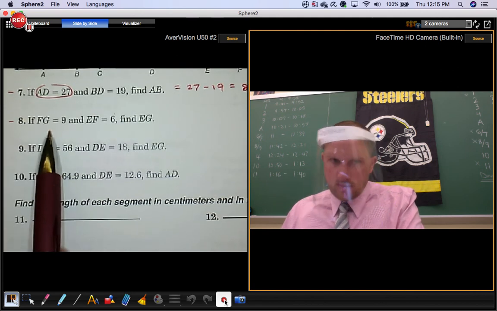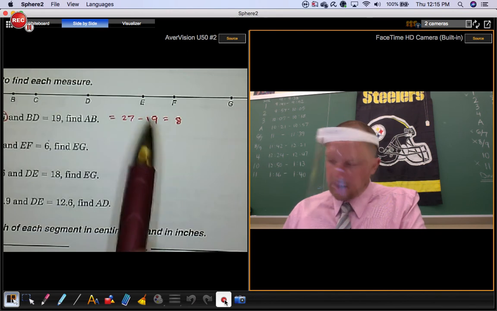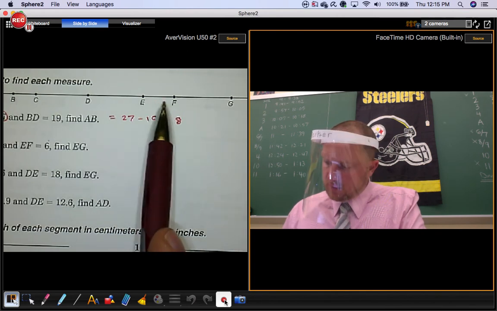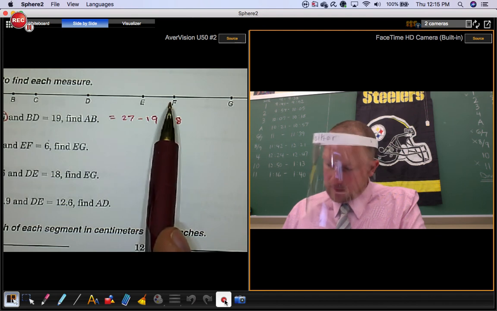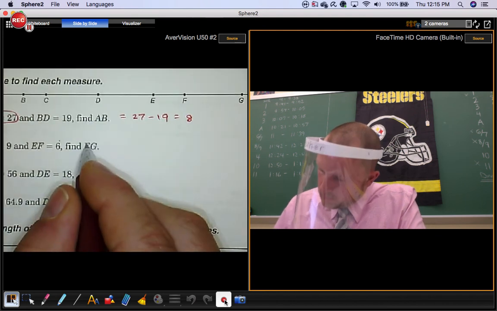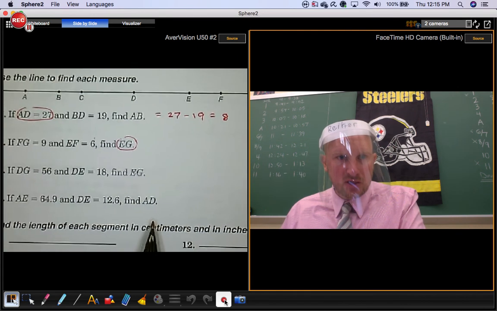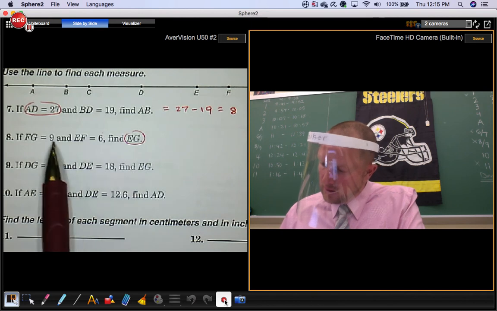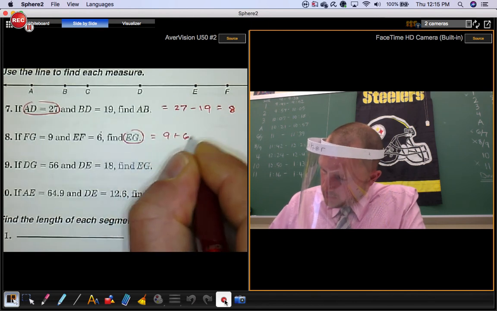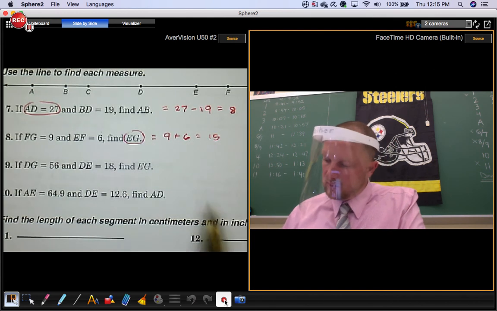Number 9. They're telling you F to G is 9. E to F is 6. How far is it from E to G? You could just look at the diagram. Segment EG is definitely the longest segment. These two little ones make it. So the length of that segment is 15.